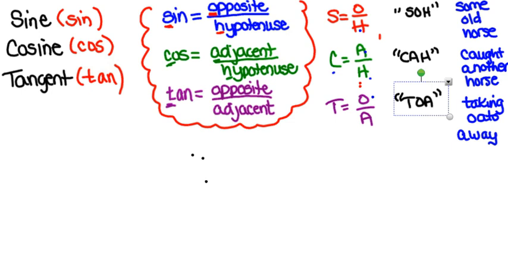So again, some old horse caught another horse taking oats away. Or sometimes we think about this as SOH CAH TOA. However you remember, whether you use SOH CAH TOA or some old horse caught another horse taking oats away, you have to remember that the sine is the comparison between the opposite and the hypotenuse. The cosine is the comparison between the adjacent and the hypotenuse. And the tangent is the comparison between the opposite and the adjacent.